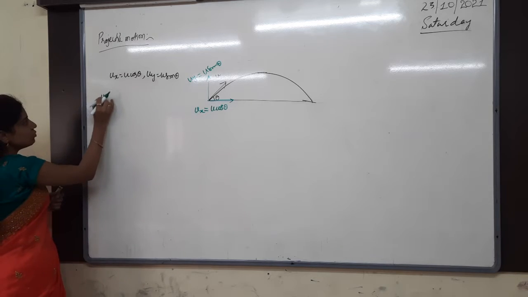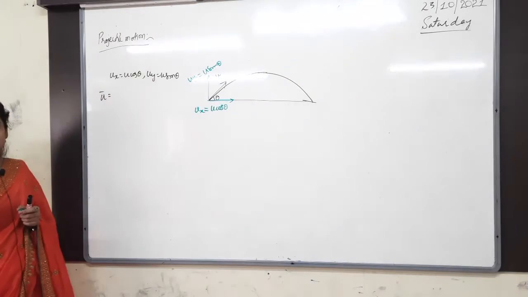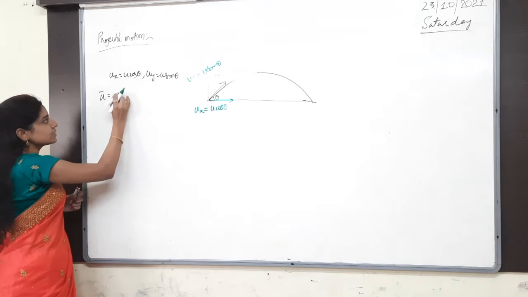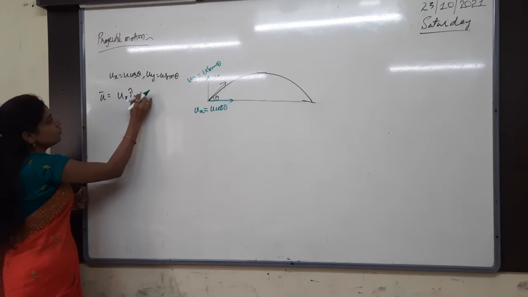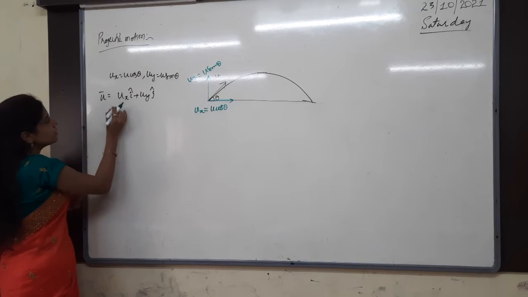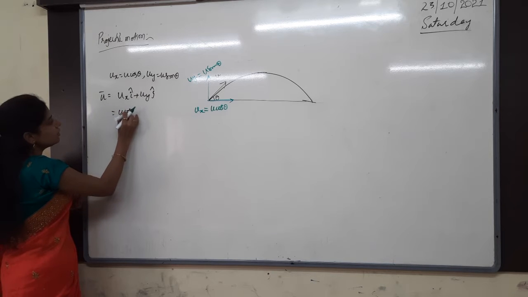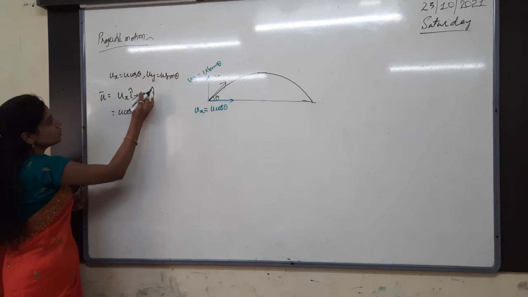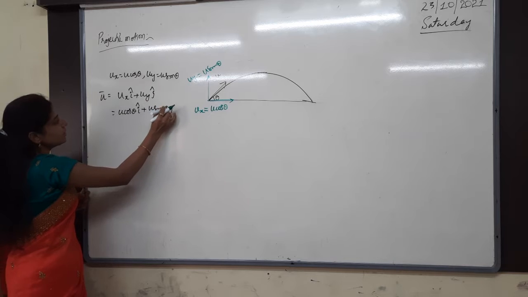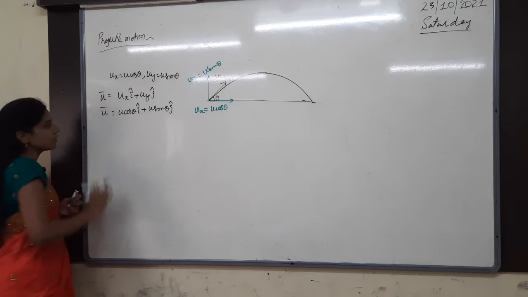The total velocity U bar I can write as Ux i cap plus Uy j cap. So Ux means U cos theta i cap, plus Uy means U sin theta j cap. This is the U bar.